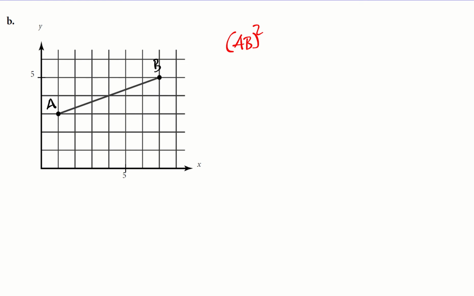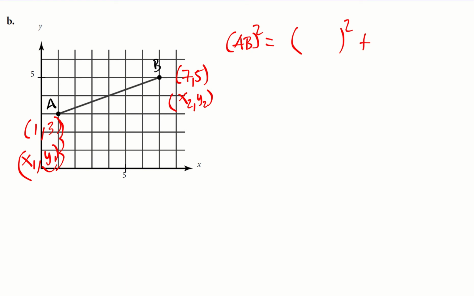Point A, this one here, is at 1, 3, right? 1 unit to the right, 3 units up. Point B is at 7, 5. Okay? We'll call point B our second coordinate pair, and point A is going to be our first. So x sub 1 and y sub 1. Now we can go ahead and fill this out. We're going to find the difference in the x's, square that, then find the difference of the y's and square those. So here's the shell.